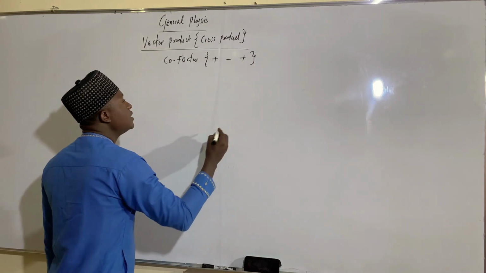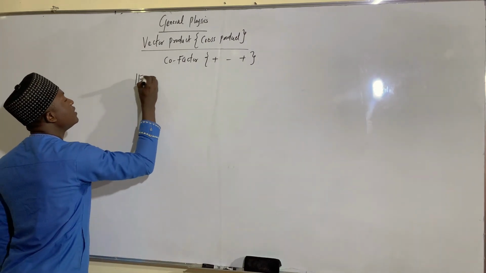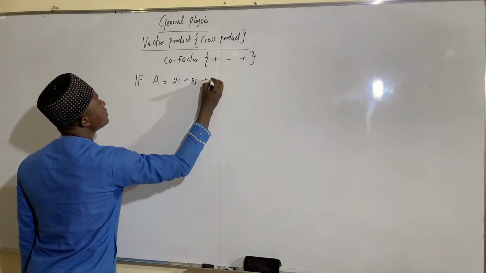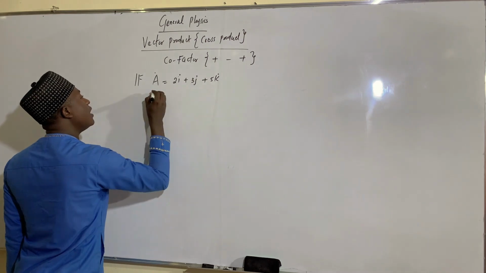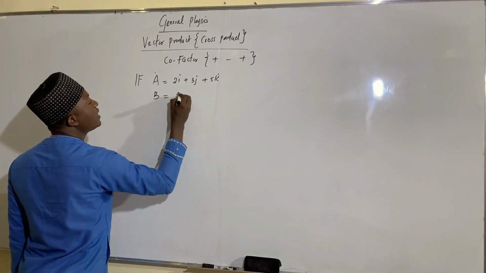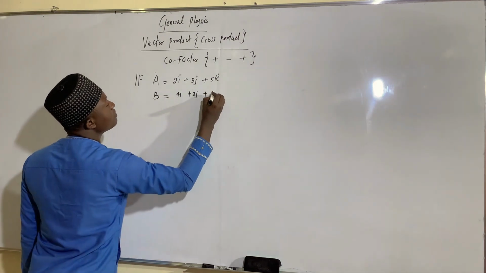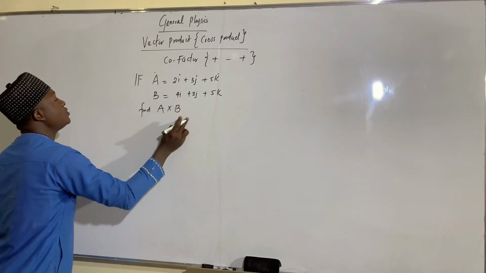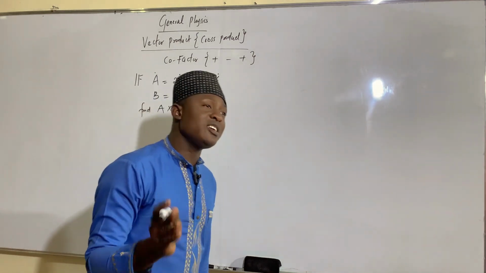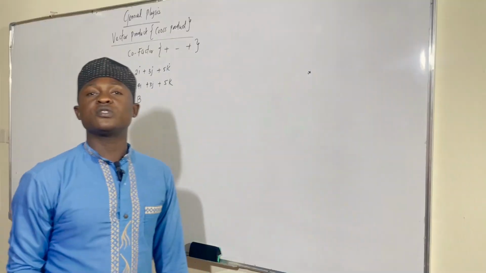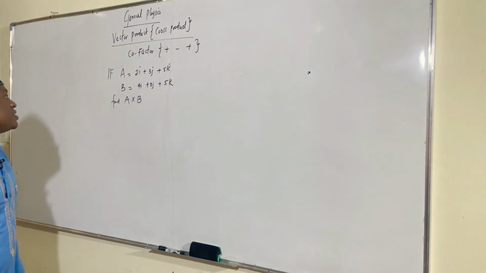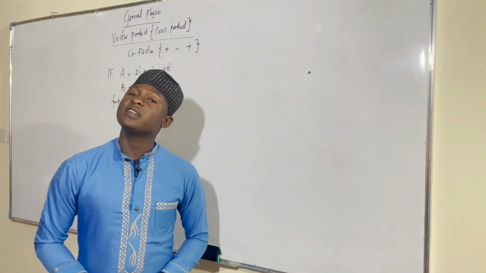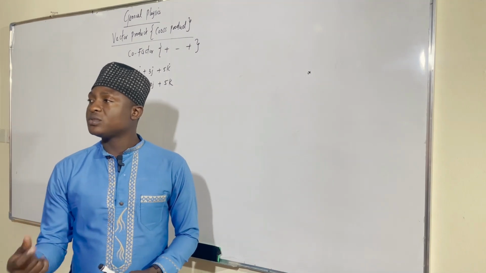Let's say, for example, I was given vector A equal to 2i plus 3j plus 5k, and B equal to 4i plus 3j plus 5k. They now say find A cross B. I told you A cross B is not as if you have to multiply A by B. Cross just means we are looking for the cross product, or vector product. We have many ways of approaching this problem, but I will be using the determinant method because it is easier to solve and straightforward as well.